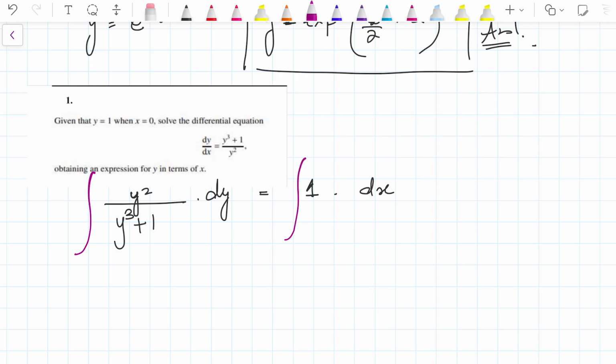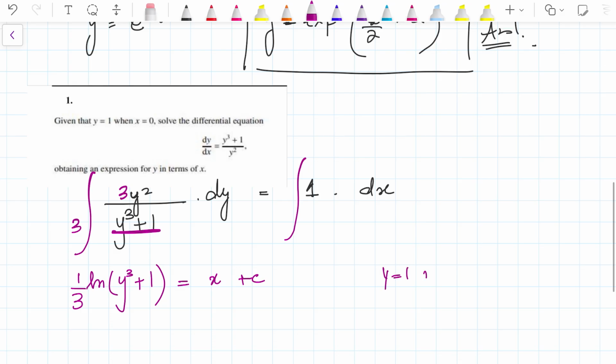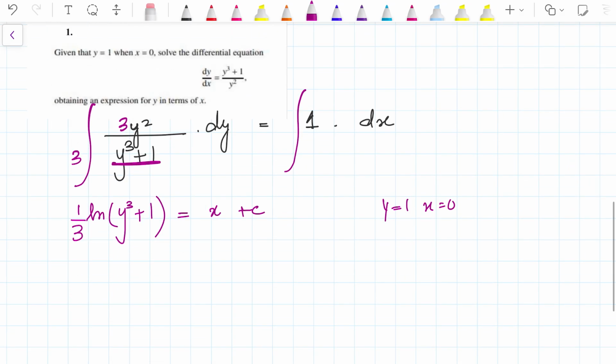Introducing the integration sign on both the sides. Now what is the function here? It's y cube plus 1. What is the differential of y cube plus 1? 3y square. We needed 3, so 1 upon 3 ln. Now when y is 1, x is 0. Let's input it here.